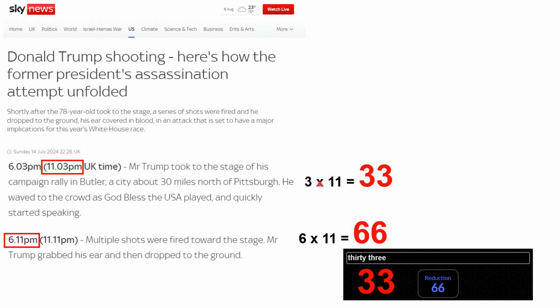UK News. And of course 11 by 3 is 33, 6 by 11 is 66, and 33 in full reduction or Pythagorean is 66. So you can see the link there. There's a kind of double 33 there.